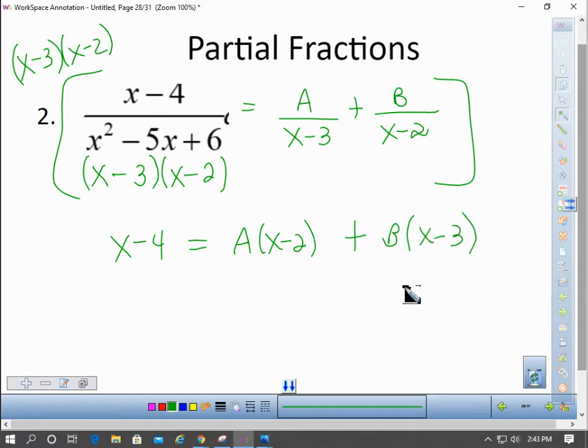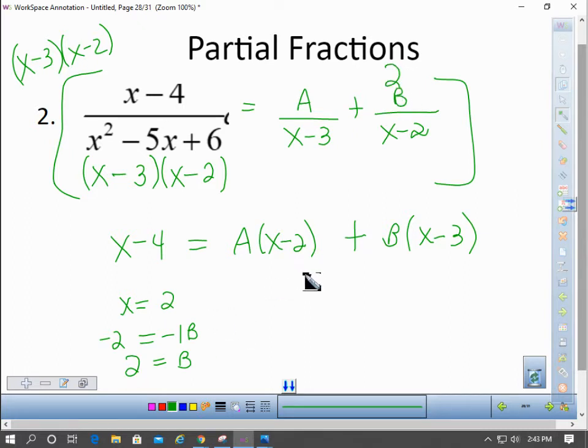Notice that pattern happened again. We were left with the numerator equals A times this denominator, and then B times this denominator. So that little pattern happened every time. Now, here's where we get to choose convenient numbers for x. Well, to get rid of the A here, I'm going to choose x to be 2. So now let's just plug a 2 in everywhere. If I put a 2 here, that'll give me negative 2 equals, plugging a 2 in here makes that go away. Plug a 2 in here gives us negative 1B. So then when you divide by negative 1, you get the answer 2. So up here, B is 2.